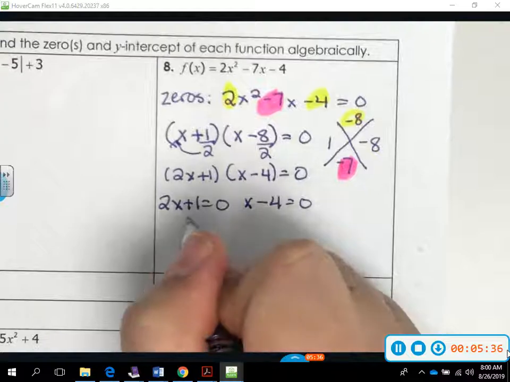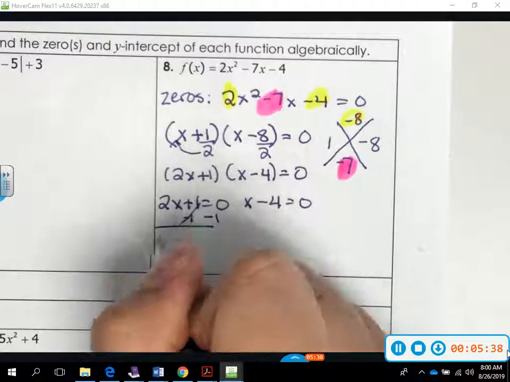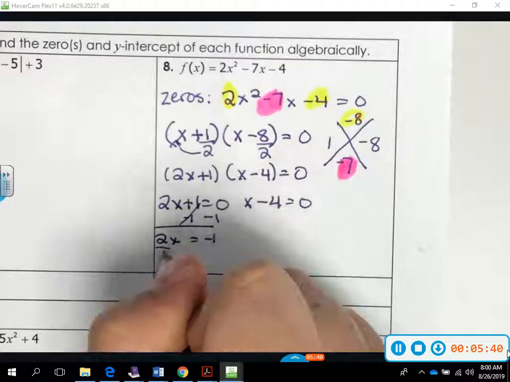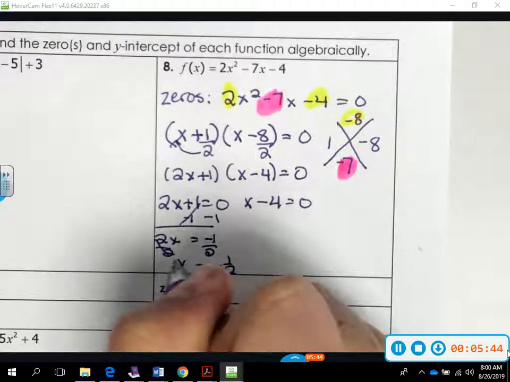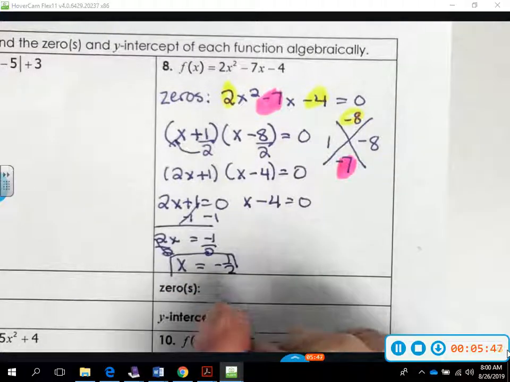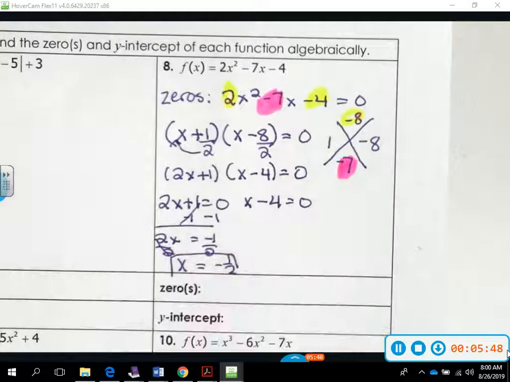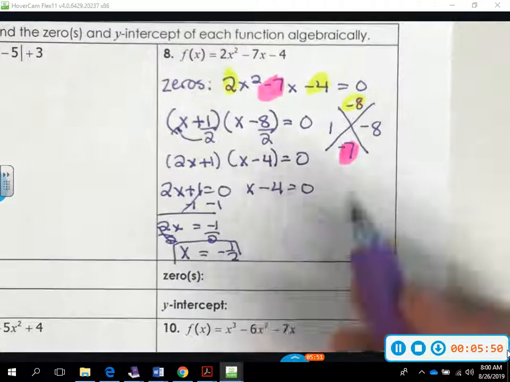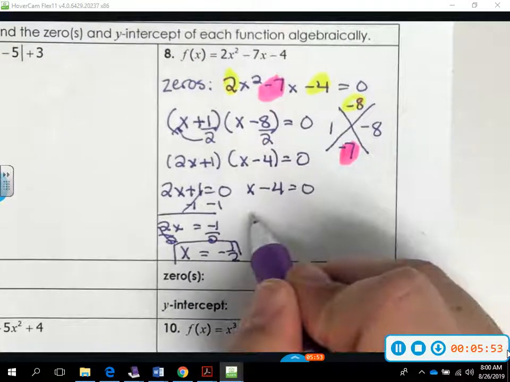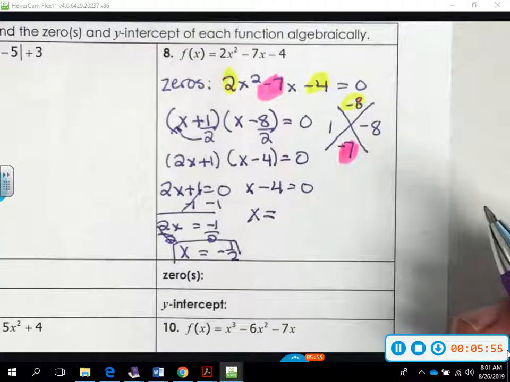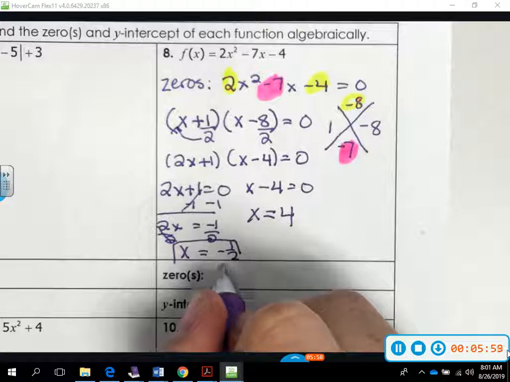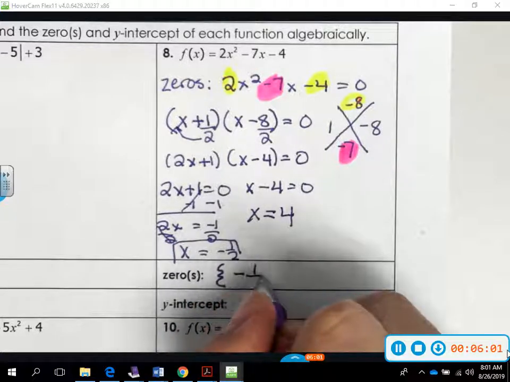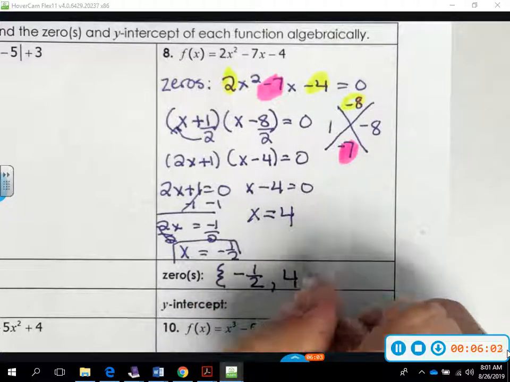This right here, all we have to do is subtract 1 from both sides. Divide by 2. x equals negative 1/2, so that's one of my zeros. I'm going to put the answers down here. And then x minus 4 equals 0. What is x going to equal for this one? Good. So my zeros can be written like this. I've got 2 of them. One at negative 1/2 and the other one at 4.